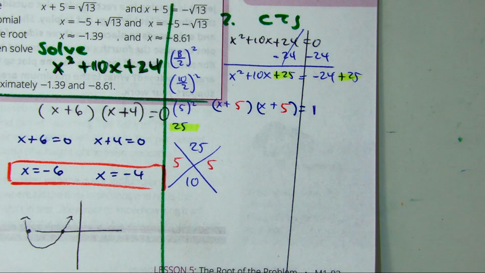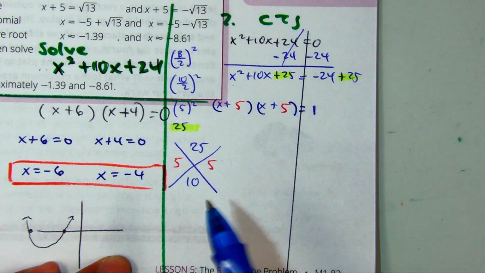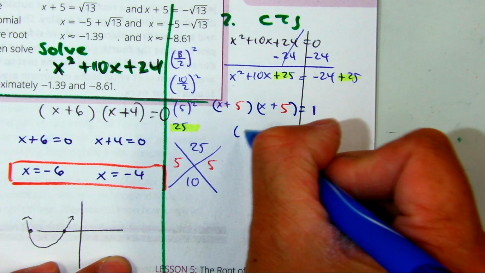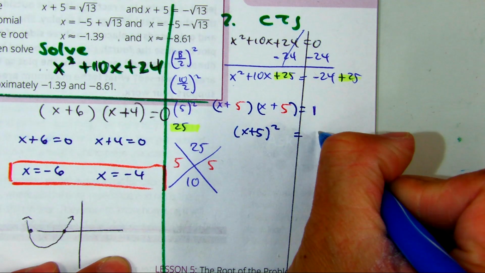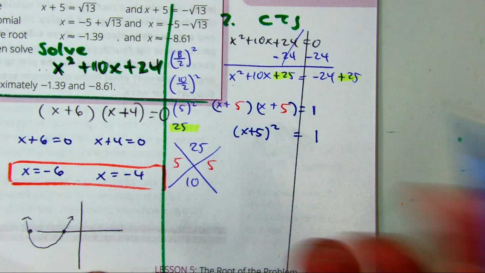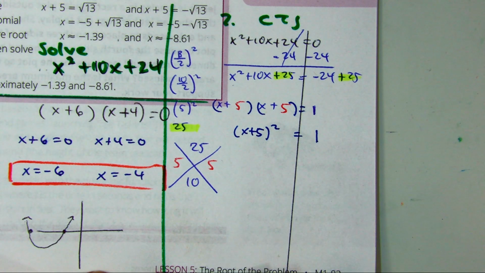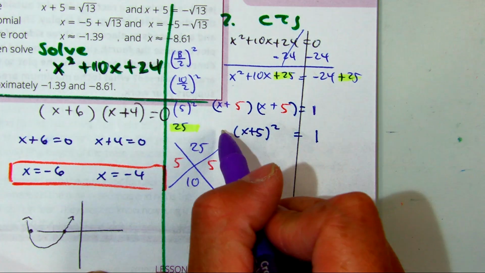Okay, now he said we have to write these as binomial squared. So that just means x plus 5 squared equals 1. And essentially what we're doing now is we're just solving the problem by the square root method. Class, how do you get rid of the power of 2? Let's take the square root.